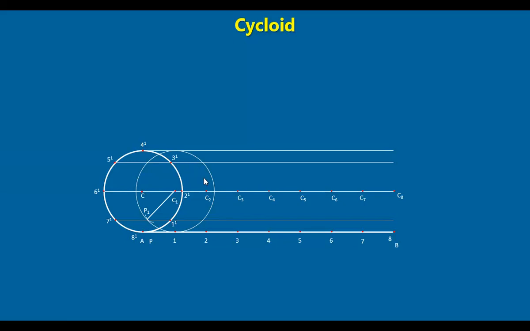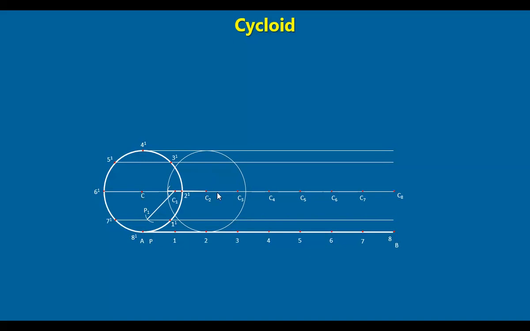Now, the circle is still further rolling. C1 comes to the C2 position. 2 dash comes and occupies 2, right? The point 2 is coming down by this much distance, which means the point P, which is at the bottom, will go up by the same distance. So the circle comes to this position, C2. The point P comes to this height. Now, take the radius of the circle as radius, C2 as center, and draw an arc here, cutting the second line passing through 2 dash.